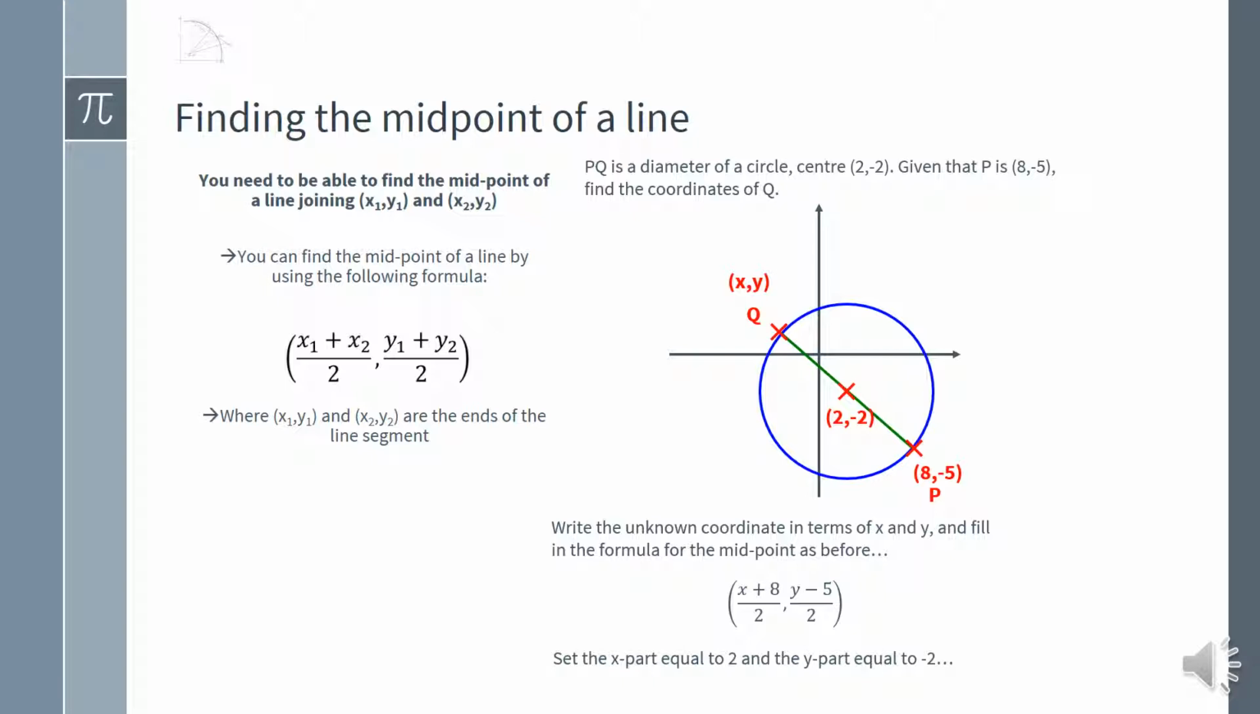So now you can solve each of those equations. x plus 8 over 2 must equal 2. So rearranging that, x is minus 4. And y plus 5 over 2 is minus 2. Rearranging that, y is minus 9.